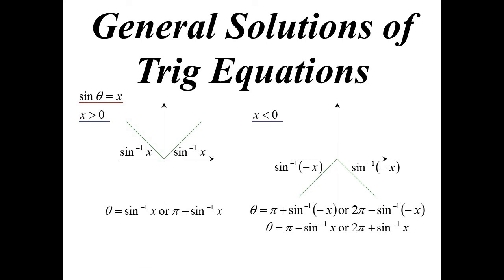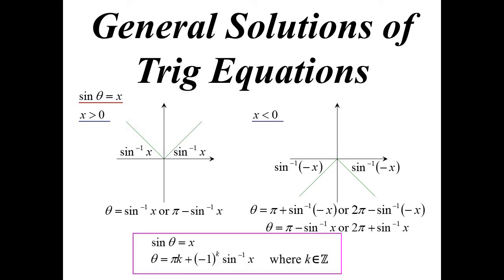I can simply say that the answer will be, and there's my general formula, pi k plus negative 1 to the power of k inverse sine of x. Because look what happens. I'll get inverse sine of x. Next answer is pi minus the inverse sine of x. Next answer would be 2 pi plus the inverse sine of x. Next answer would be 3 pi minus the inverse sine of x, when I keep adding the 2 pi on. So that's why I've got the minus 1 to the power of k. It takes into account the alternating of the plus and minus of the inverse sine. K, of course, has to be an integer.